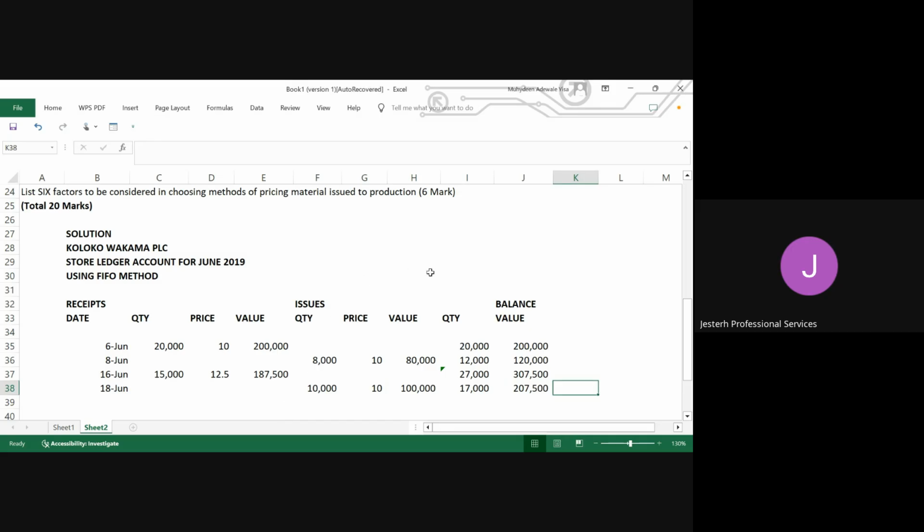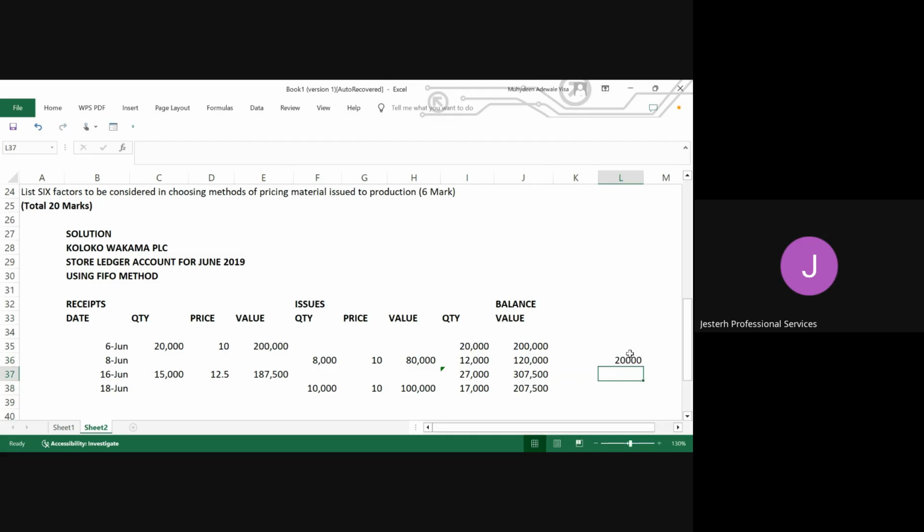I will say with 2,000 units. Just multiply it. I just want to show us how the value of this 207 is. Just multiply the 2,000 units that is remaining after we have issued out 10,000, multiply by 10 naira that they purchased it at, which is the old stock.